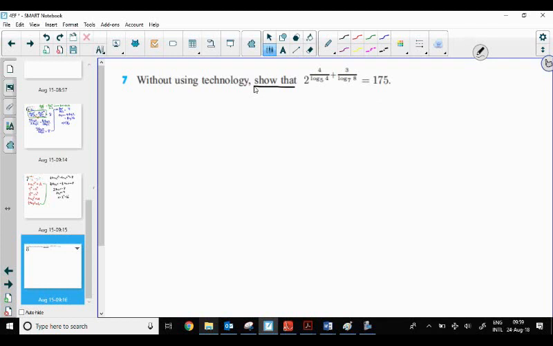I could do that if the instruction said, you know, verify that this is equal. But because the instruction is show that, that's not allowed at all. This 175 is just kind of a secret check for me. I'm allowed to check my work at the end. If I can make this look like 175, then I know I've got the right answer. So how the heck do we do it?